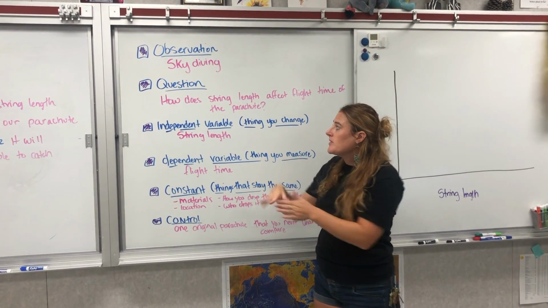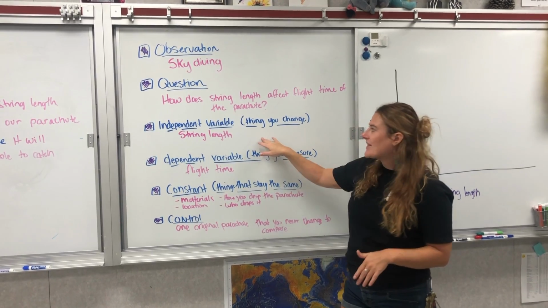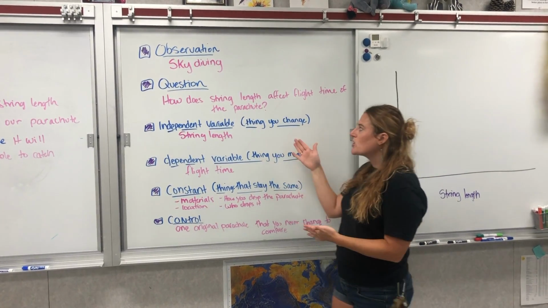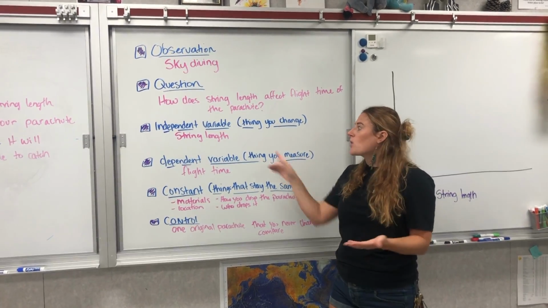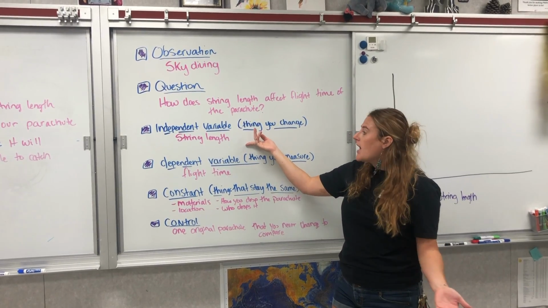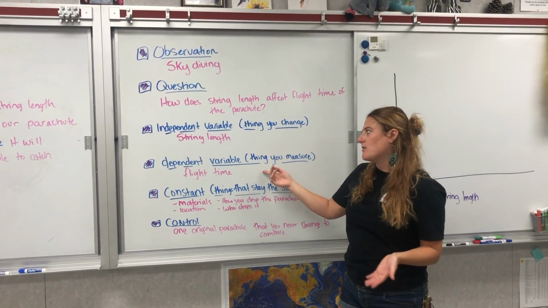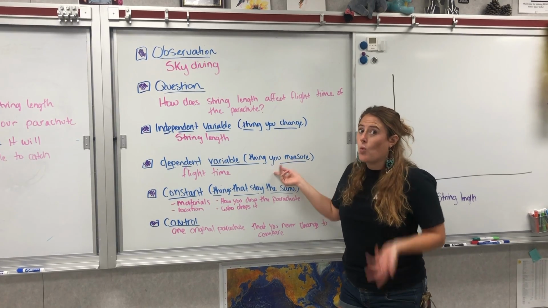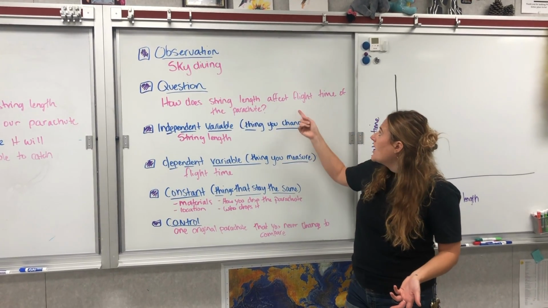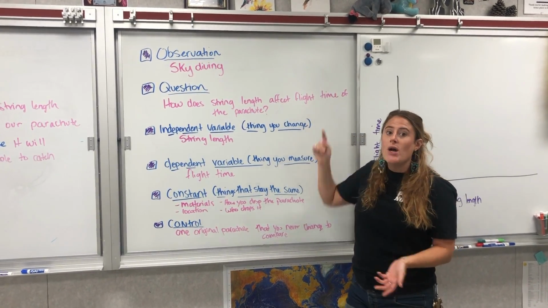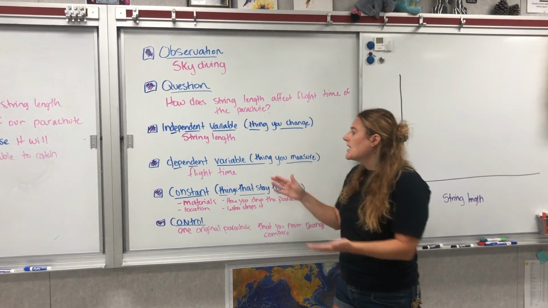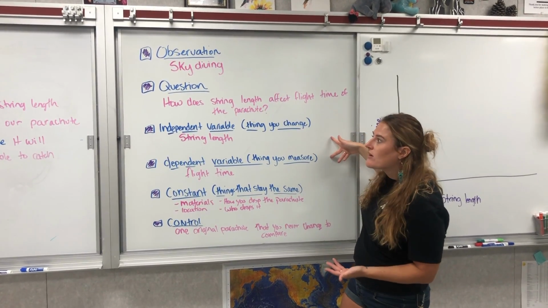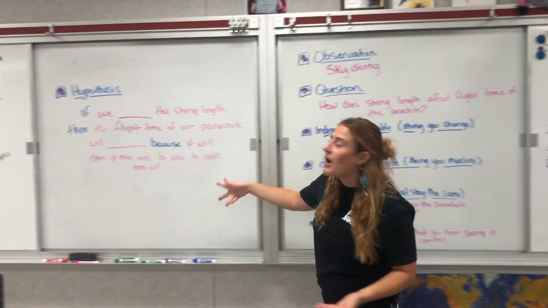All right, something called the independent variable is the thing that you change. So in our question, what is the thing we're changing? We're changing the string length. And so our dependent variable is the thing that we measure. What are we measuring? We're measuring the effect on flight time. So does the flight time increase, decrease? And these 2 variables are what go into our hypothesis.